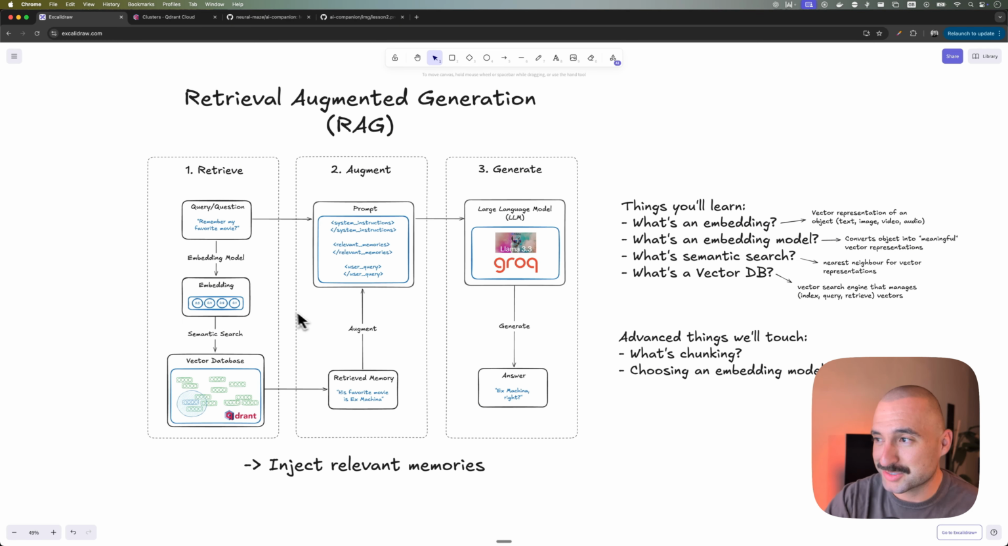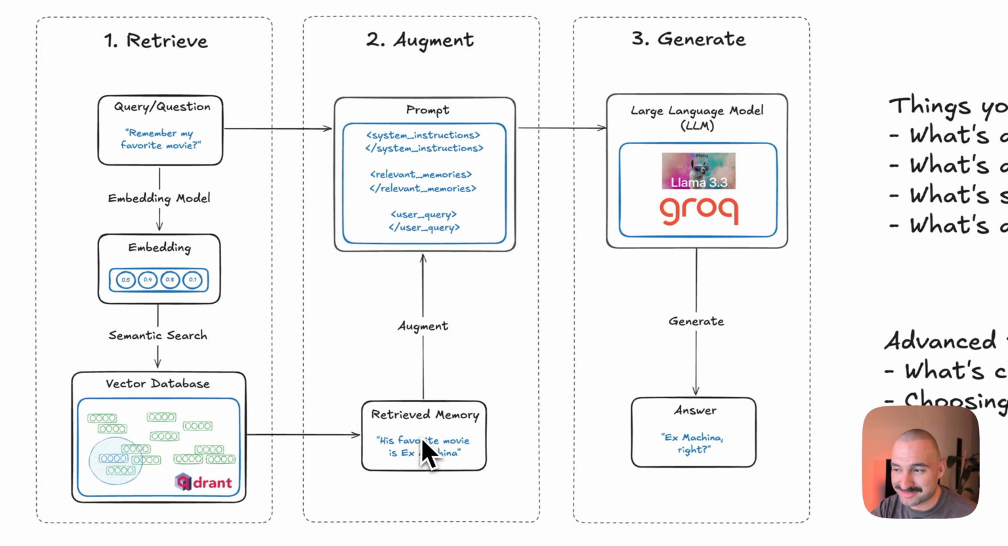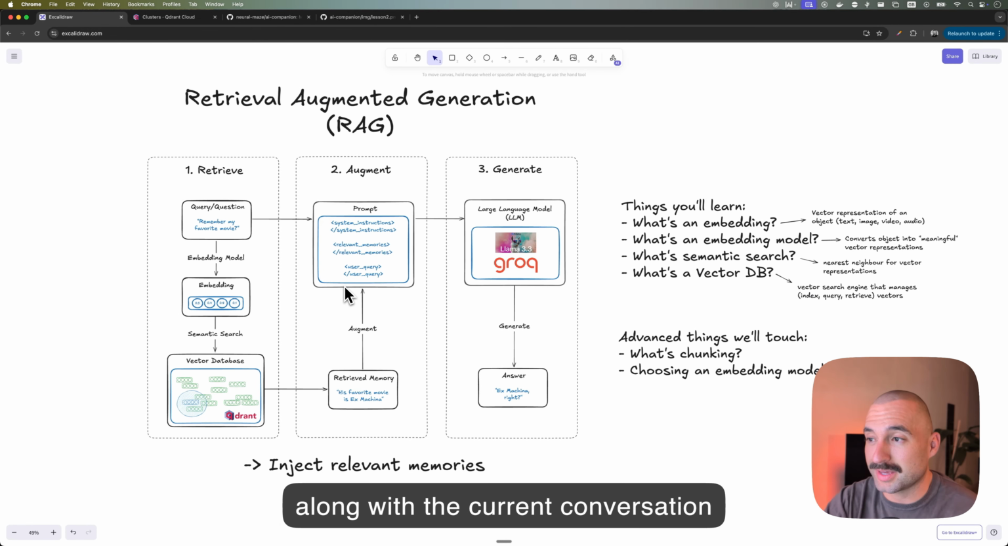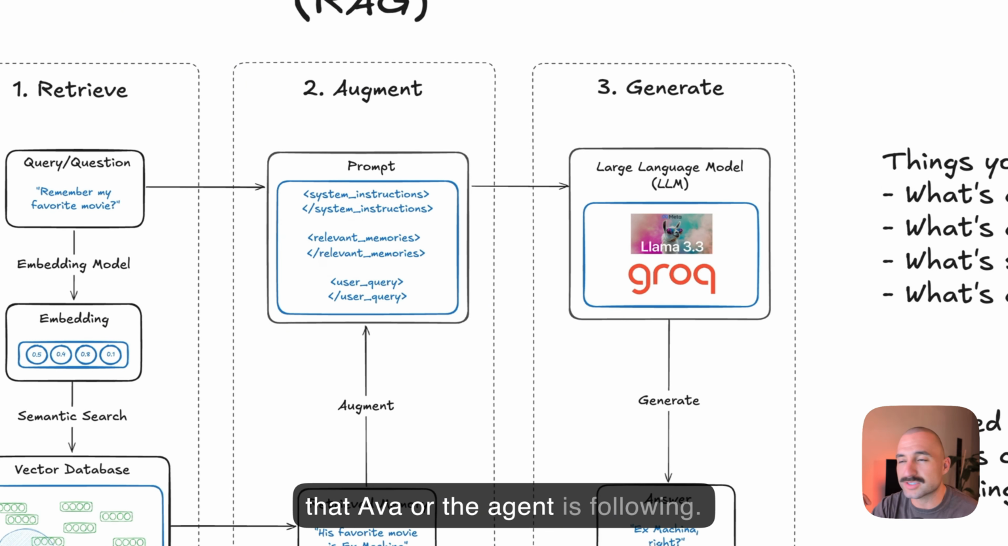So with that, we have understood the first part, the retrieve part, which is actually the only complicated part, because the augment and generate parts are very simple. You will see. By augment, what we mean is just that once we have retrieved this memory, the closest one was his favorite movie is Ex Machina, we are going to inject that in the prompt along with the current conversation and those system instructions that Ava or the agent is following.